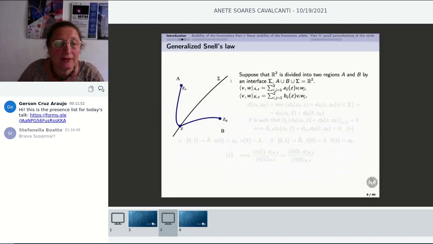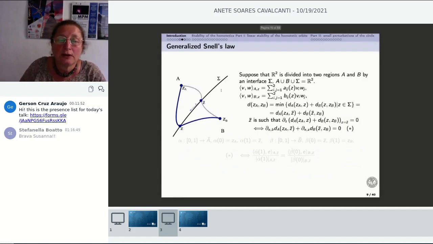Then when we have an interface sigma, we can take two points on the two opposite sides and connect them with two arcs joining at a point Z on this interface. Now A and B are fixed. On the two sides, you have different metrics with a possible jump of the coefficient at sigma. And then we look at the position of the point on the interface which minimizes the sum of the distances between the two points and this third point.